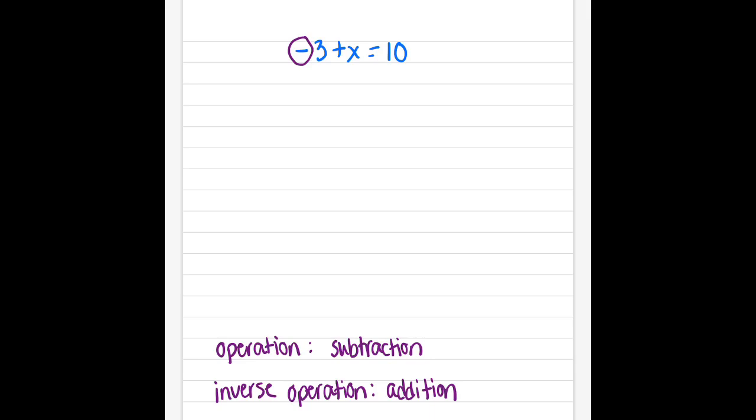So in order to get that negative 3 away from x, you want to add 3 to both sides because negative 3 plus 3 makes it 0, which makes all of that go away. Then we bring down our x, our equal sign, and 10 plus 3 is 13. So I just wanted to add one more example onto there, that way you were completely prepared for the quizzes.